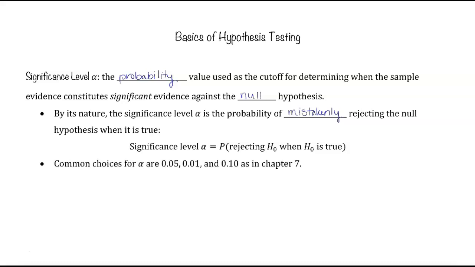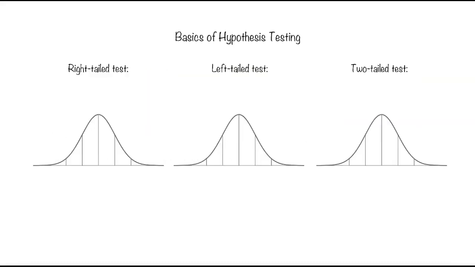Common choices that are made for alpha are 0.05, 0.01, and 0.1, just like we saw when we were constructing confidence intervals. Let's start drawing some pictures. With our hypothesis testing, we will need to know how to handle a right-tailed test, left-tailed test, and a two-tailed test. With a two-tailed test, alpha, or the significance level, is split into the two tails. With a right-tailed test, all of alpha is in the right tail. And with a left-tailed test, all of alpha is in the left tail.